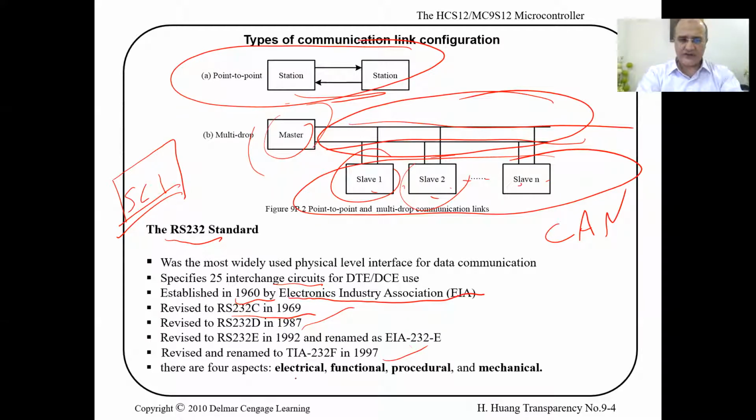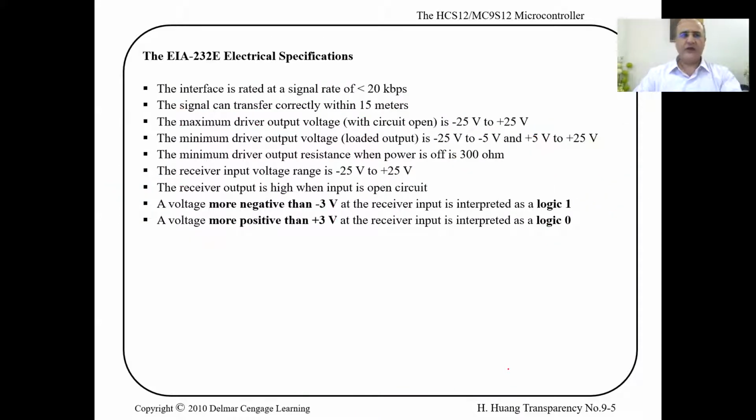This standard specifies the electrical, functional, procedural, and mechanical specs of this communication. So, electrical specs. This covers a lot of things, like the signal rate, to be less than 20 kilobits per second.